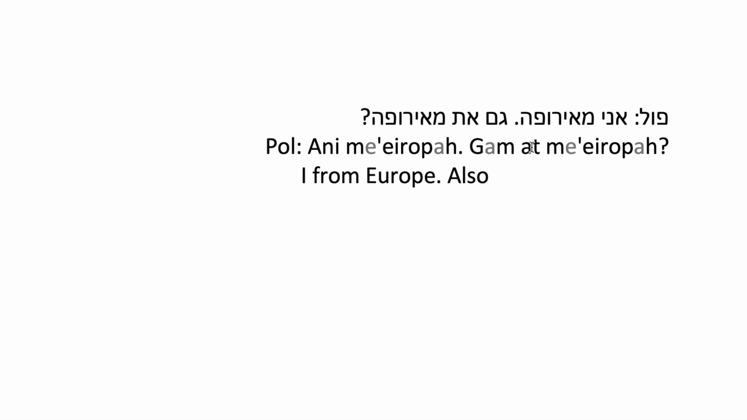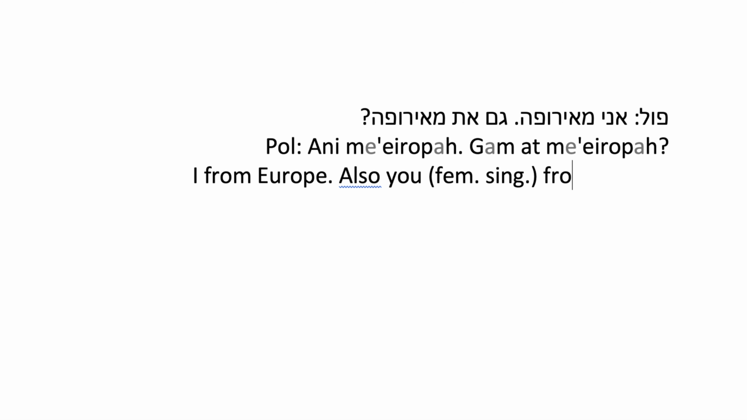So gam at, and now we see we don't have the form atah, we have the form at here. So the you form is the feminine singular form, because we are addressing one person. This is why it's going to be singular. And we're addressing a female, Daniela. So we have the at form. The corresponding male form was atah, and the corresponding female form is at. Gam at me-Europa, me, we saw here, from, and Europa, of course, is Europe.